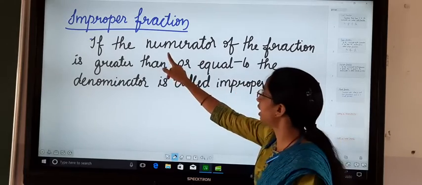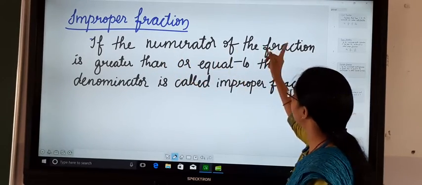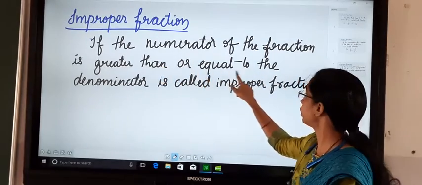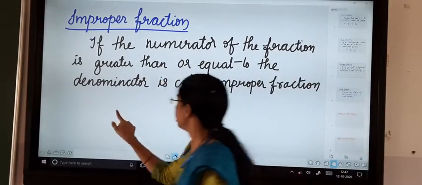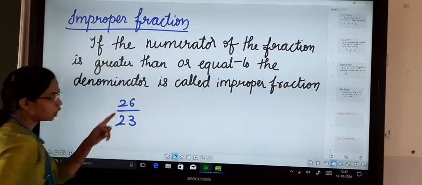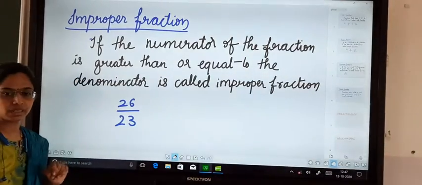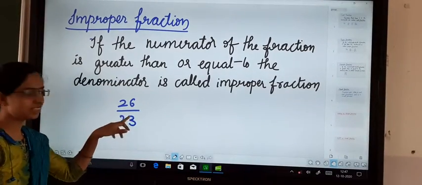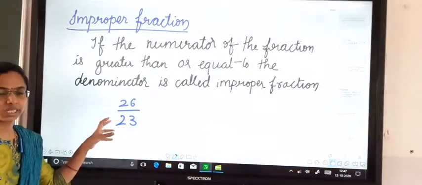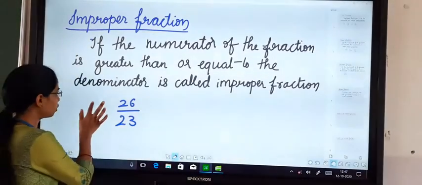So improper fraction. If the numerator of the fraction is greater than or equal to the denominator. Here if you see 26 by 23. Numerator is greater, denominator is smaller. So out of 23 chocolates, I cannot give away 26 chocolates. It is an improper method. So it is called an improper fraction.